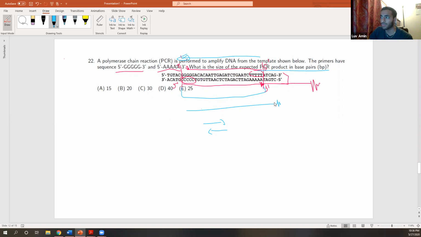So let's just count what we're amplifying. Since we know that one of our primers will attach right here, and one of our primers will attach right here, the sequence that we'll get at the end is only going to be this long, from this primer to this primer. And so let's count how many base pairs that is. 1, 2, 3, 4, 5, 6, 7, 8, 9, 10, 11, 12, 13, 14, 15, 16, 17, 18, 19, 20, 21, 22, 23, 24, 25, 26, 27, 28, 29, 30. All right, so we have 30 base pairs, and that's our answer.